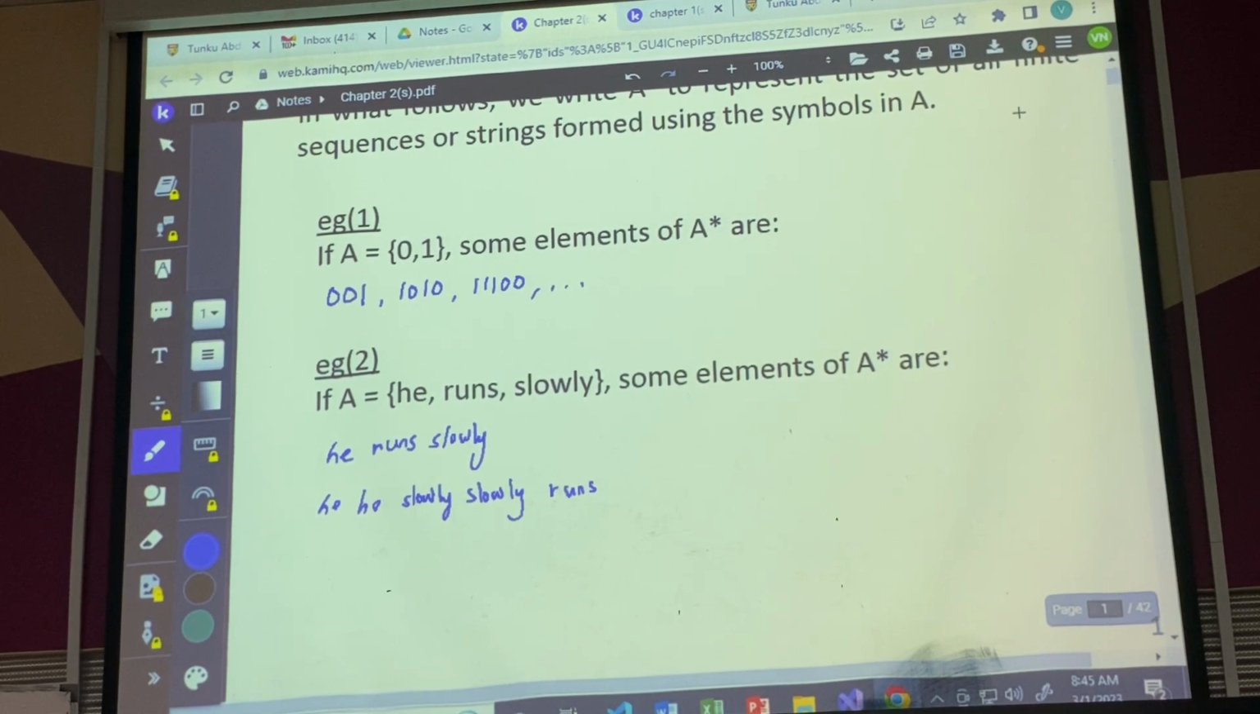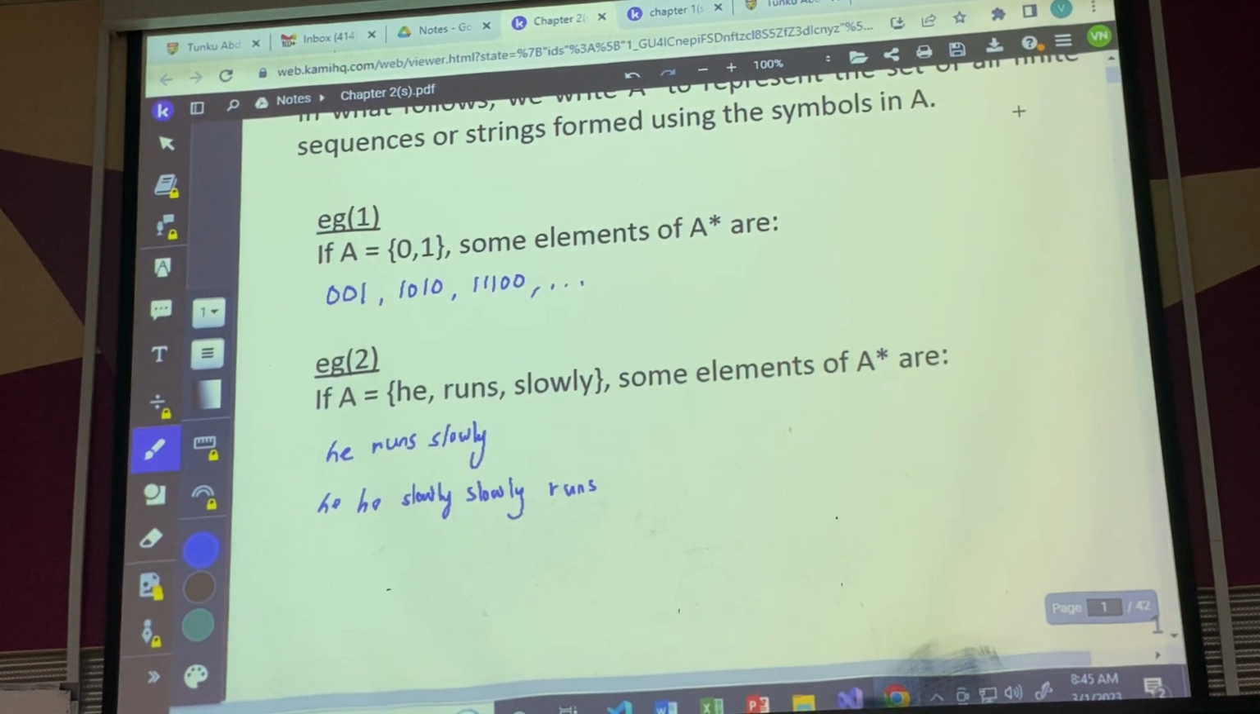Class, what are the examples you can have for the string here? Anything you can tell me. RSF2, why so quiet?